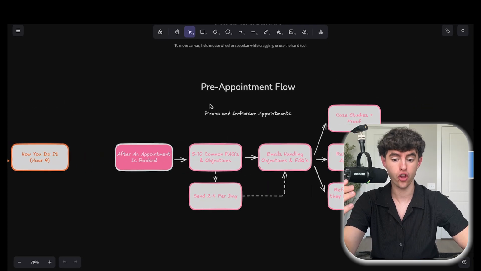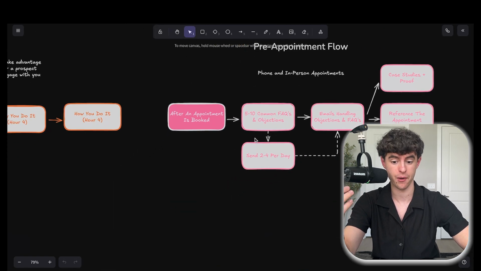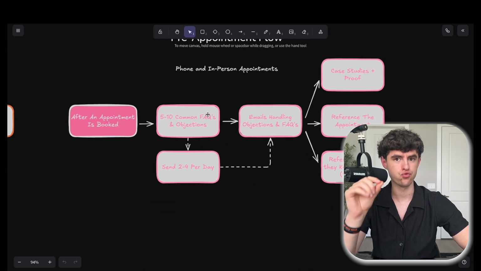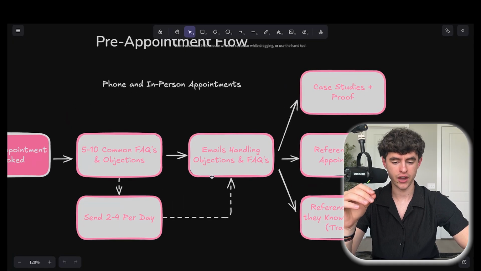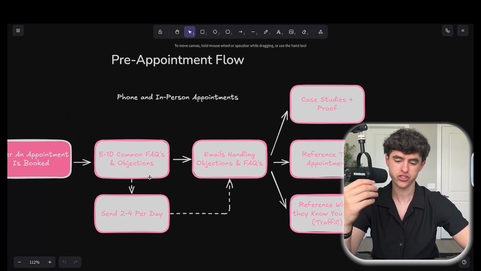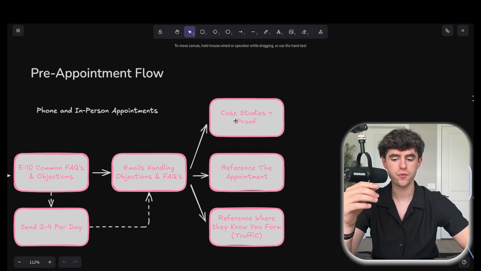Now, if they book a call, they're going to be put into that pre-appointment flow, that pre-call flow that we've been talking about before, okay? And this is where you really want to dial down on common objections and FAQs. This is going to build that trust as soon as possible, and you're going to want to send 2 to 4 of these common objection flows per day, okay? And you want to send emails, texts that solve all of the FAQs and objections. And what you can do on these flows is have case studies and proof.